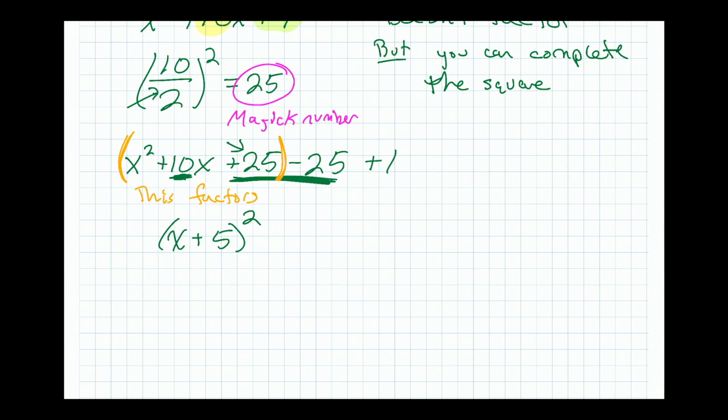So you shouldn't have to think very hard about what it factors into. The square root of 25 there is 5. So x plus 5 squared. But that's only the first three terms. What about this nonsense over here?